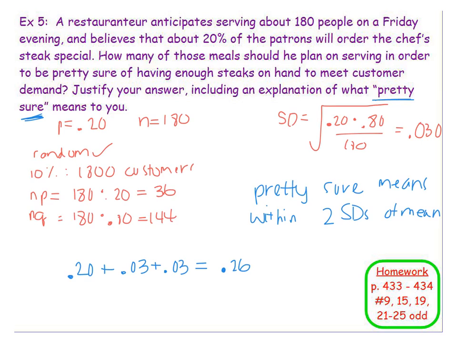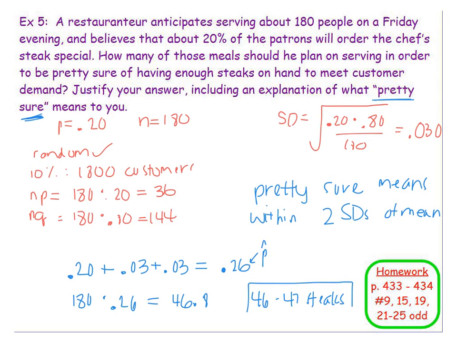In other words, this is kind of like our p hat now. We're going to guess that that's like our p hat. So I simply want to know, what is 26% of the sample? So there's 180 people coming tonight. If you multiply that by 0.26, you get 46.8 people will order steak. So you need 46 to 47 steaks to be pretty sure you have your group covered. And that's the end of your lesson.